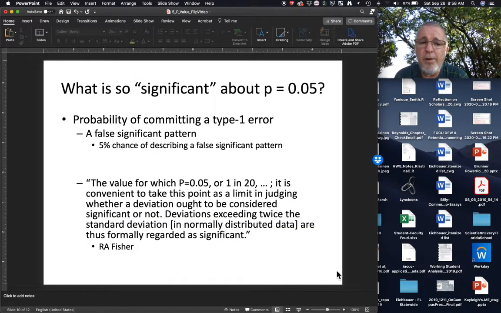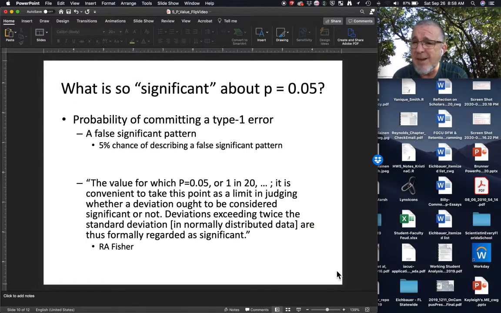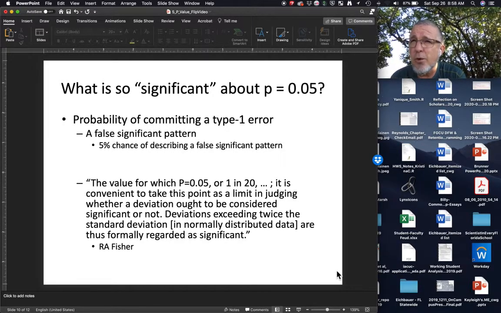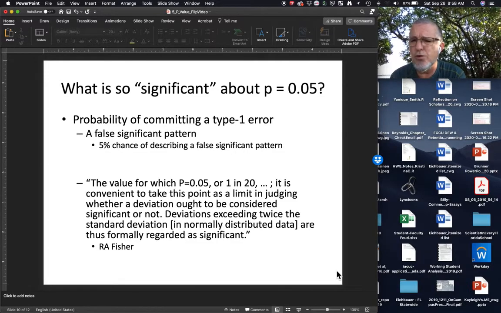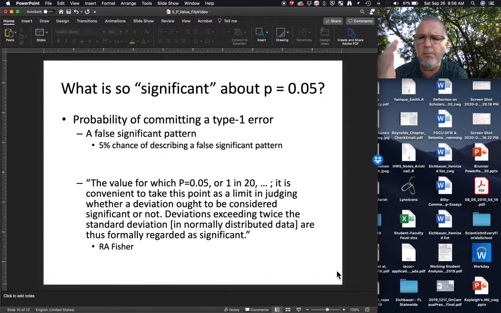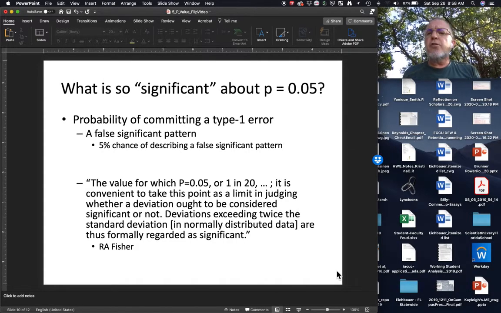So, what is so significant about a p-value of 0.005? This is a threshold. In fact, you are taught to memorize this threshold. You must use 0.005. Anything above that, you fail to reject the null. Anything below that, you reject the null. Yeah, it's kind of weird.